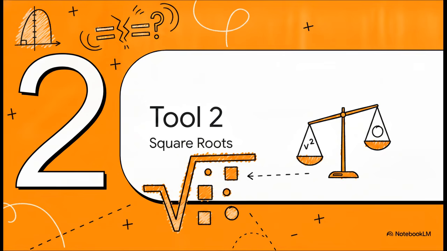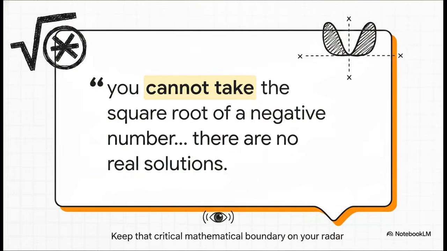Tool 2. Principle of square roots. So what happens when an equation isn't perfectly set up for standard factoring?